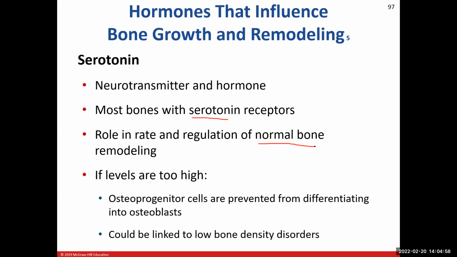But if our serotonin levels get too high, what we'll see is those osteoprogenitor cells cannot convert into osteoblasts. And if they can't convert into osteoblasts, we cannot make our osteoid. And so that is going to affect our bone density. And what we'll see is those folks can have low bone density.